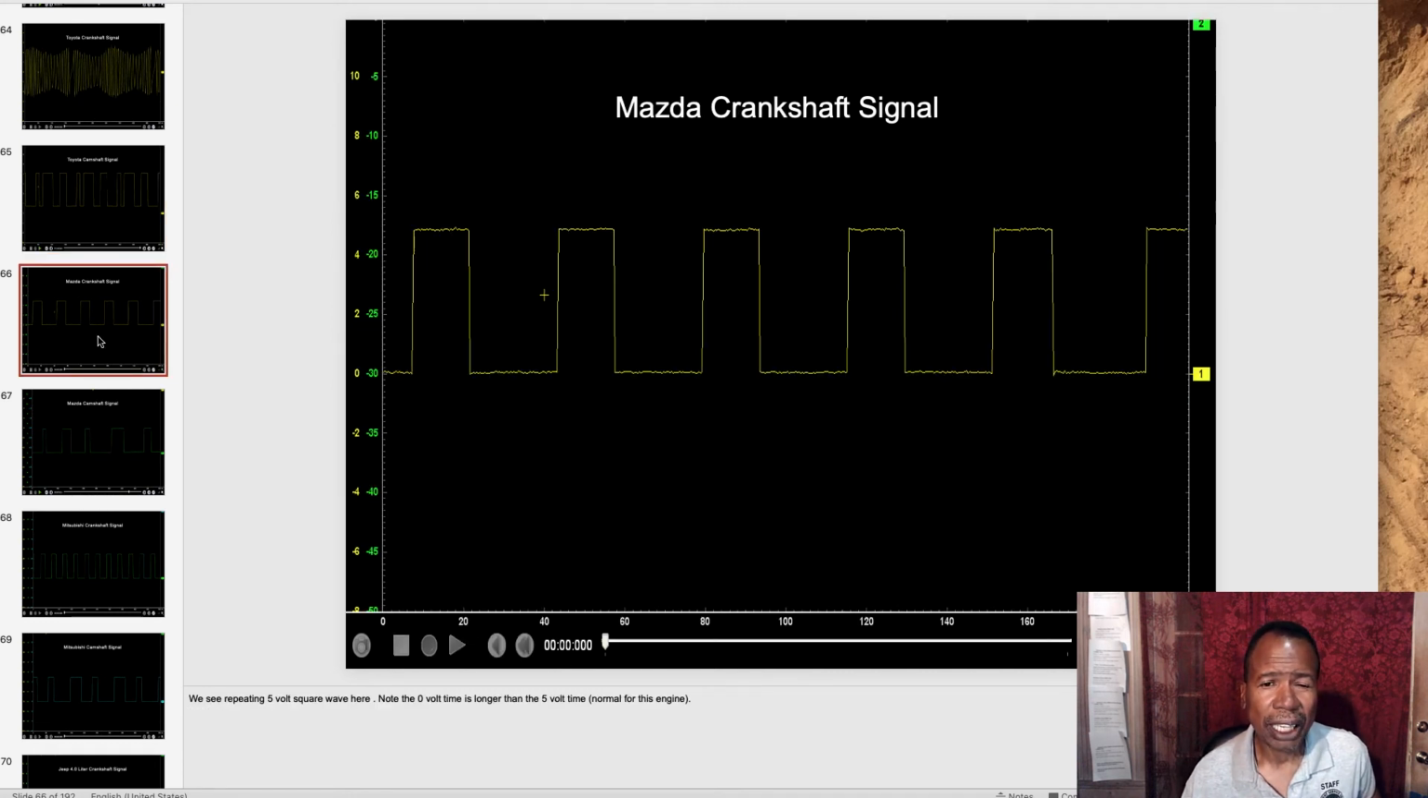Now look at this Mazda crankshaft signal. This is also a known good signal. It's a 5 volt signal from 0 up to about 5 volts. What you're looking for is a nice square wave, which is good. You can see that my 5 volt on time compared to my 0 volt time is different, and that is normal. It's not at 50-50. You can see it's different all through the whole pattern, but again, this is a normal signal for this Mazda crankshaft.